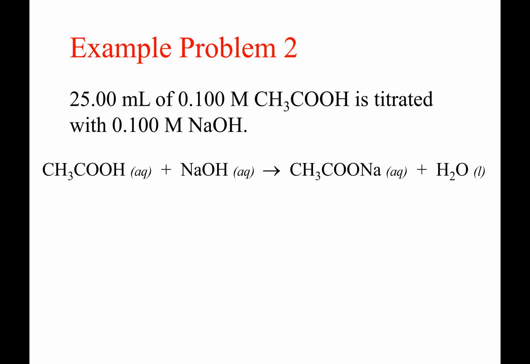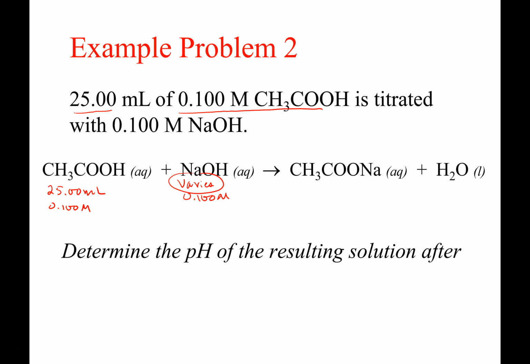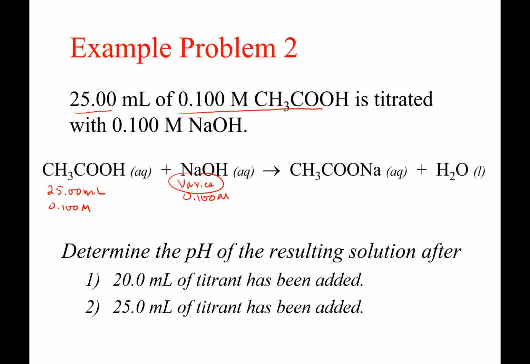So what I'm going to do is take this 25 milliliters and 0.1 molar CH3COOH. I'm going to put it here. So 25.00 milliliters, 0.100 moles per liter. And our sodium hydroxide was 0.100 moles per liter. And our volume for sodium hydroxide is going to be what varies. So we're going to do this at 3 different points. We're going to do 20 mils of NaOH, 25 mils of NaOH, and then 30 mils of NaOH.